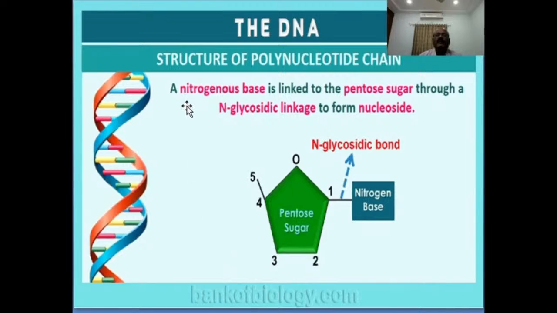A nitrogen base is linked to a pentose sugar through an N-glycosidic linkage to form a nucleoside. So, nucleoside means nitrogen base and sugar. The two together are called a nucleoside. That means here there is no phosphate. So, nucleoside plus phosphate together is called a nucleotide. So, the nitrogen base and pentose sugar are connected with one bond, that means the N-glycosidic bond.